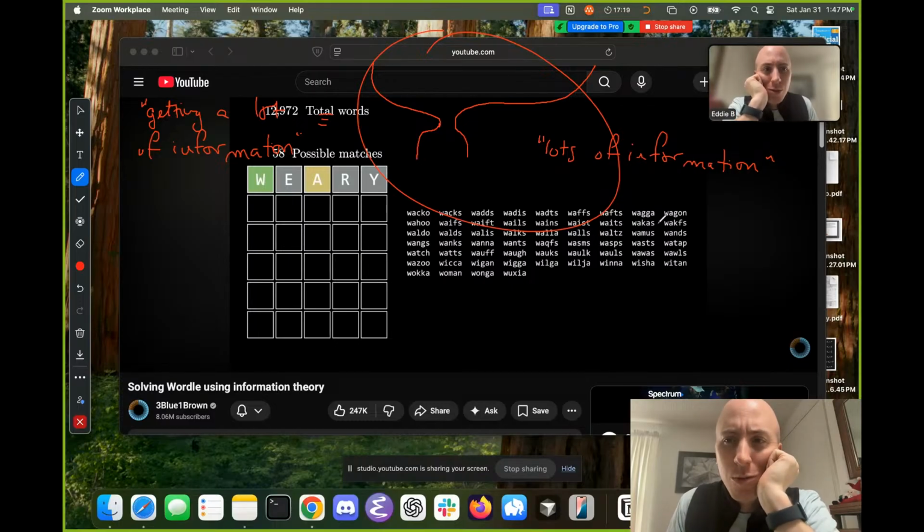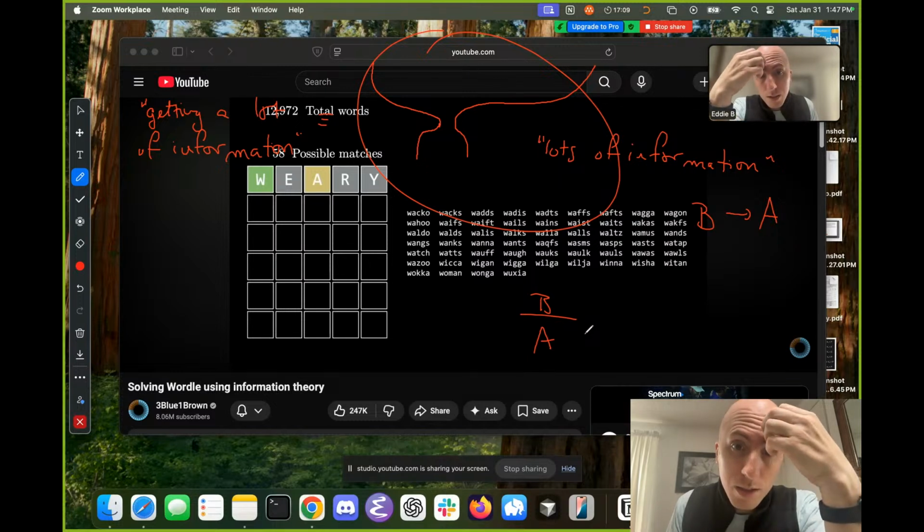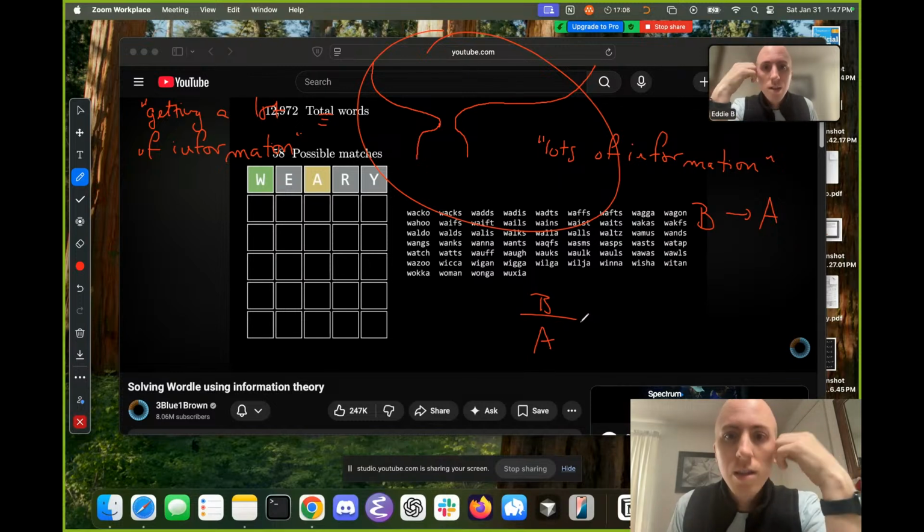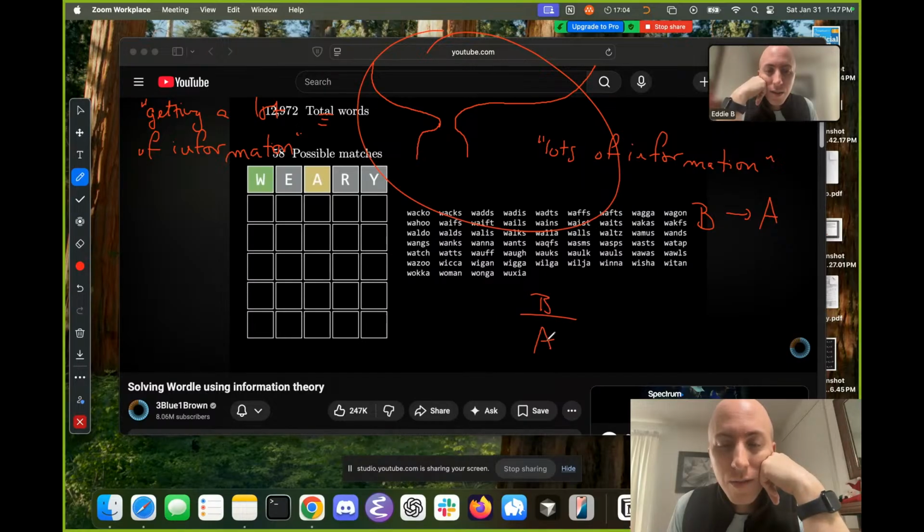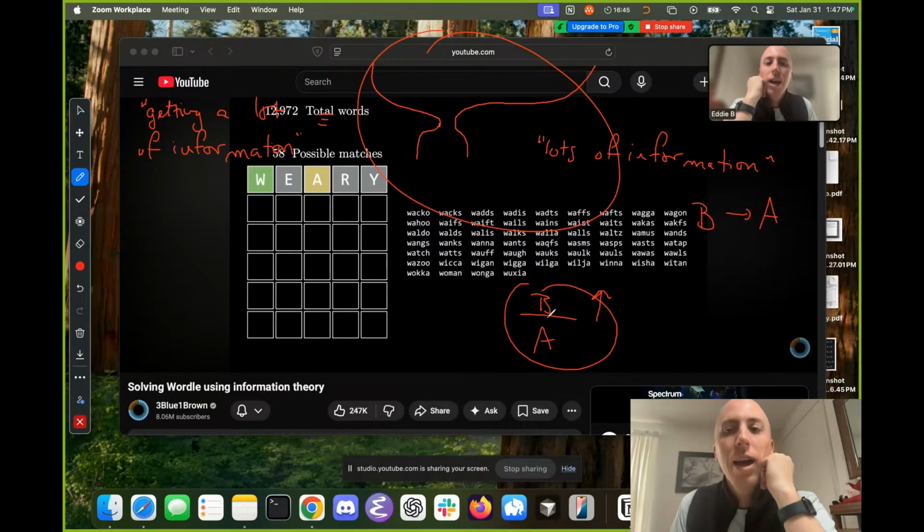Kind of like the ratio between, I don't know, maybe you have a before and you have an after, like the ratio of B to A or something. Yeah, if A is very, very small and B is whatever, then if A is smaller than B, this is going to be a bigger number. If A is much smaller than B, then it's going to be a much bigger number. So that could be a measure of how much information we just got from a guess.